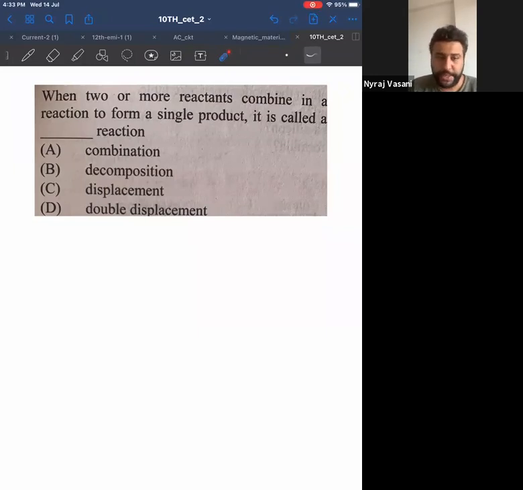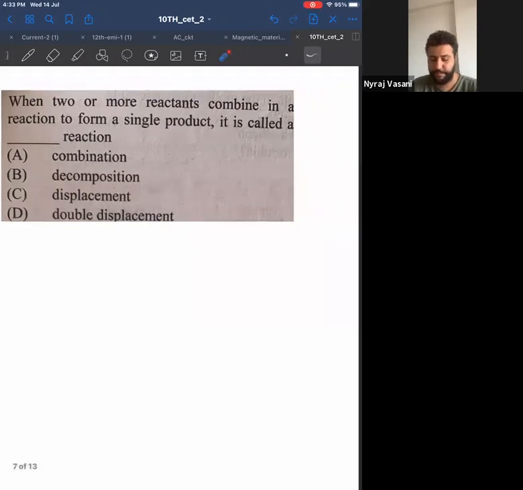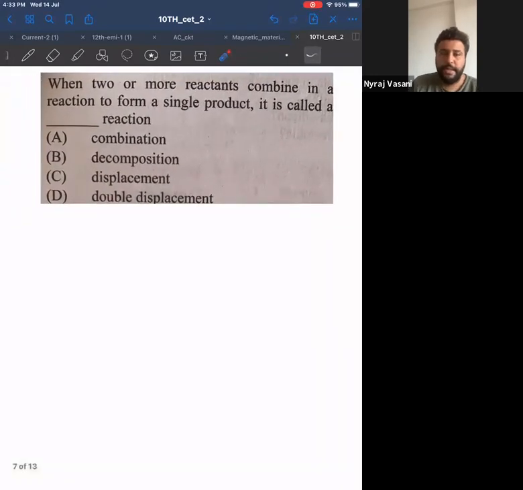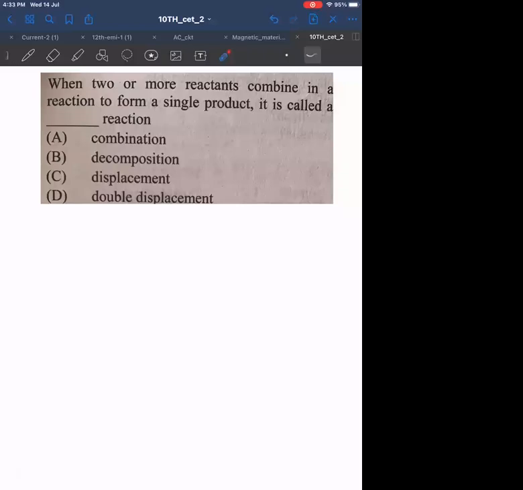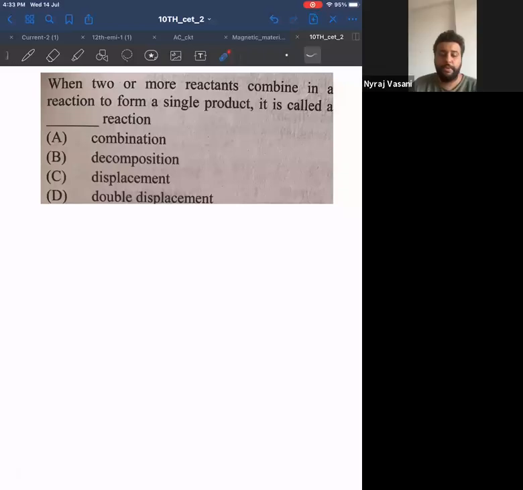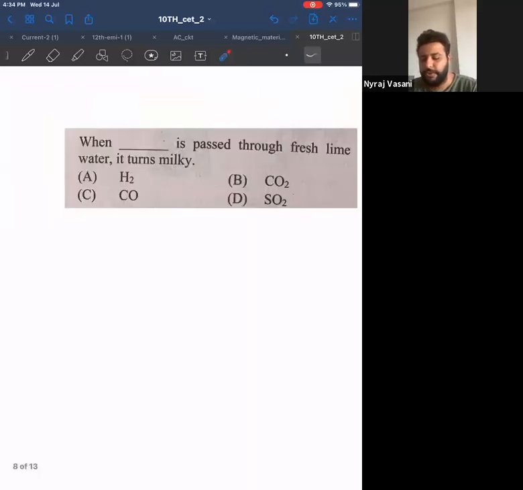Vaibhavi correct, Akansha correct. Answer would be, it is a combination reaction because two or more reactants are combining to give you a single product, and that is why it is called a combination reaction. Now I want all of you to make a note in one line. Let me show you.